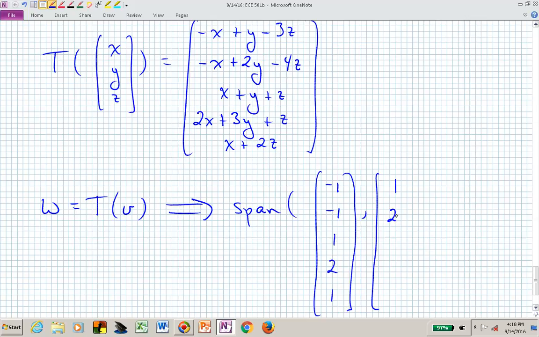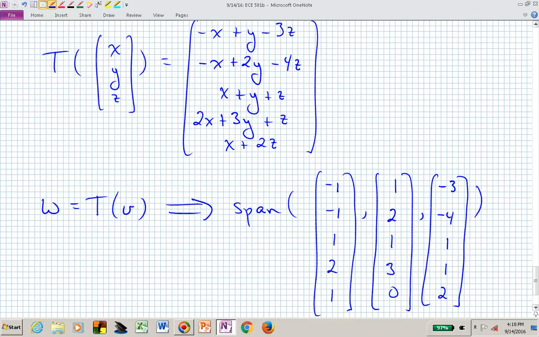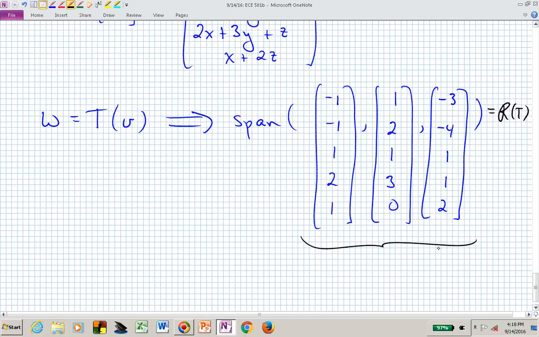I have 1, 2, 1, 3, and 0. And my third column, let me set z to 1 and x and y to 0 to yield minus 3, minus 4, 1, 1, and 2. And by definition, then, that's really the range of T. This is what we can call a spanning list.